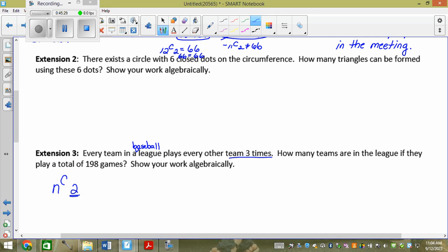nC2 represents everyone playing every other team once. Right? nC2 was everyone shaking hands with everyone once. nC2 represents everyone playing each other once. But they're not playing each other once, they're playing each other how many times? 3. So what am I going to have to do? Take this and do what with it? Times it by 3.